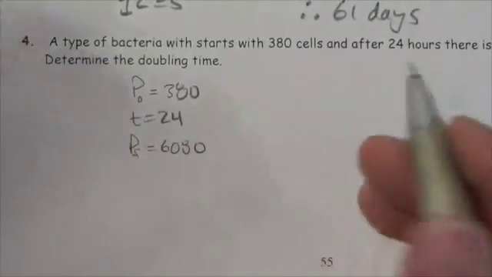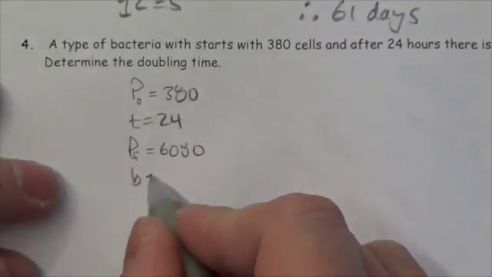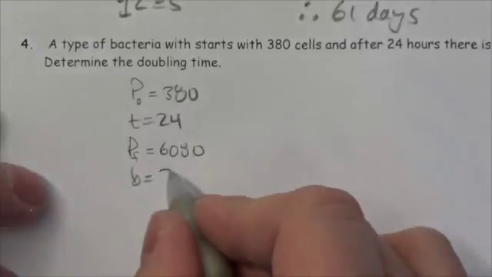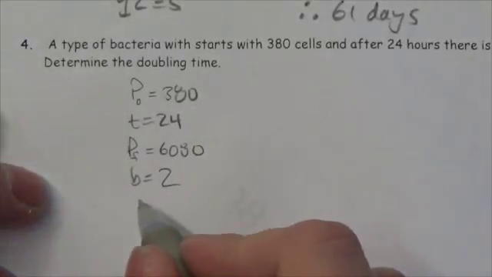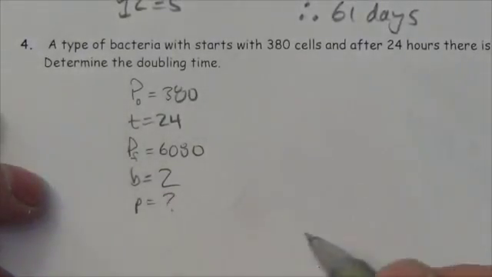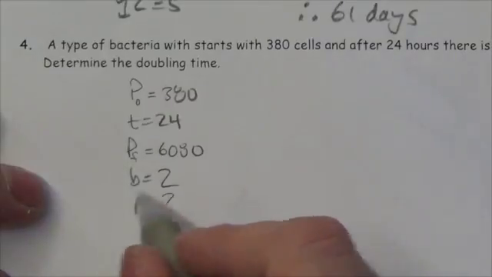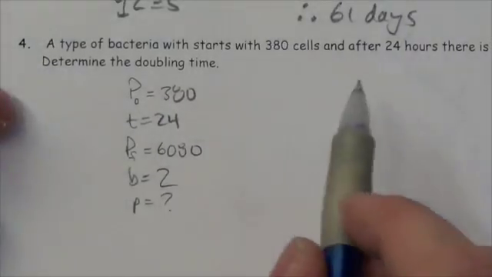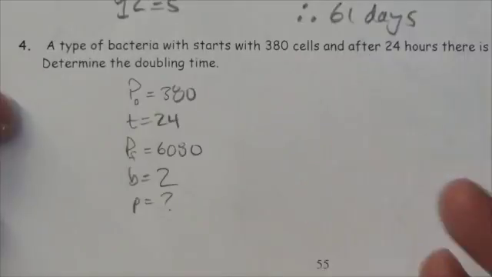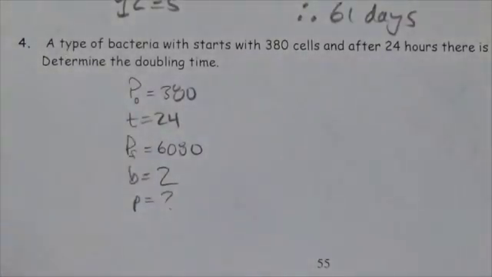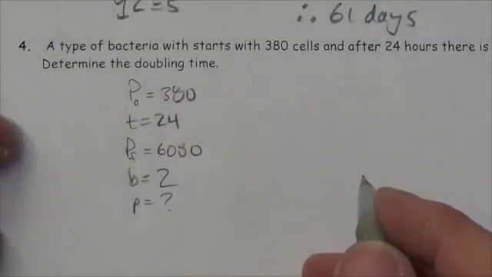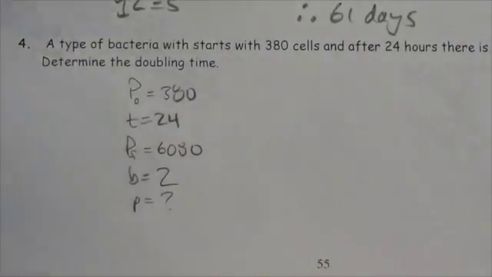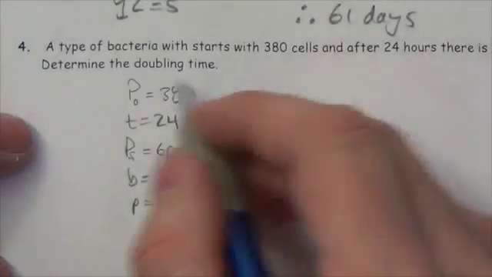Determine the doubling time. Okay, we're doubling, so the b value, the base of our exponent, is going to be 2, because we're doubling here. The question is, how long does it take to do that? What's the period of time it takes to double? Now, obviously, to go from 380 cells to 6,080 cells, we've doubled more than just once. We've doubled at least a couple of times. So we've got to figure out how many times it does that. So let's plug all this stuff in here.